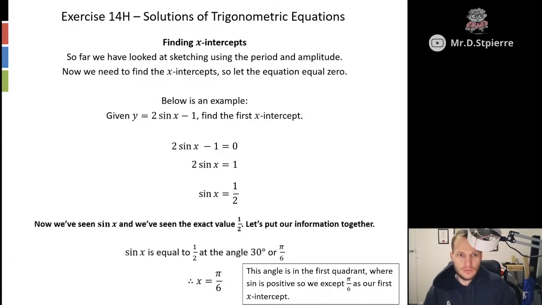Okay, hello all. Welcome to this video where we look at finding the solutions to trigonometric equations, or what we're really working towards, finding intercepts when we're graphing trigonometric equations, especially when we've got transformations to them, in particular horizontal and vertical translations.